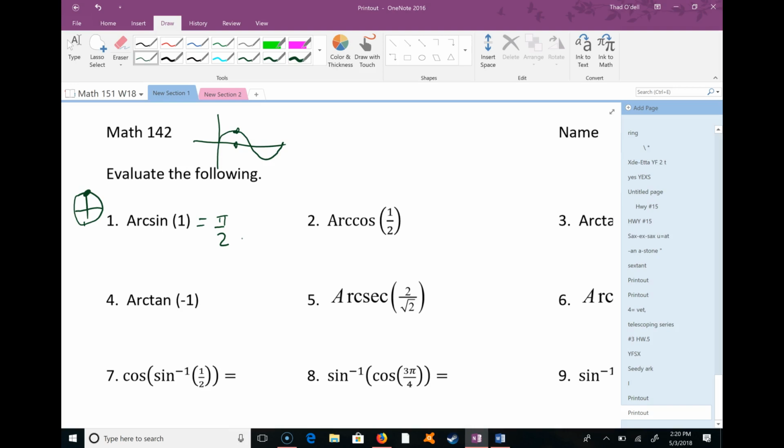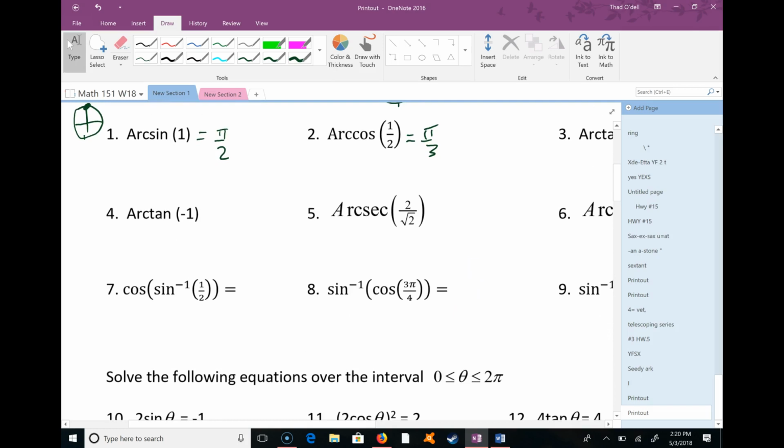So same with arc cosine of 1/2. In this case it's probably easy to think about the unit circle. Cosine of 1/2 would be at that angle, which is the 60-degree reference angle. Or in radians that would be pi over 3. So this would be pi over 3.